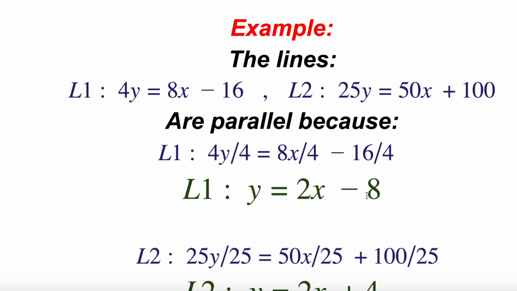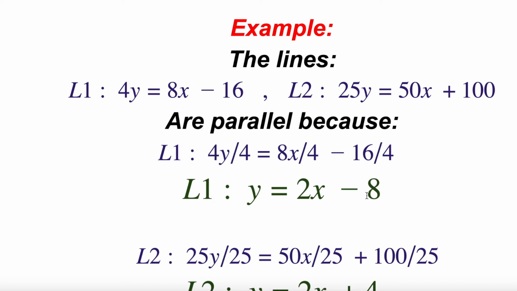Example: 4y equals 8x minus 16, and 25y equals 50x plus 100. Are they parallel or not? Remember, these two equations don't look like y equals mx plus b, so you need to change them. Because when you see 4y, that's inappropriate. y should be alone. Do you remember in the last video I said y should be alone?